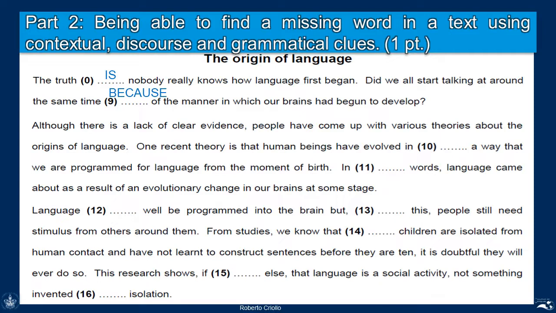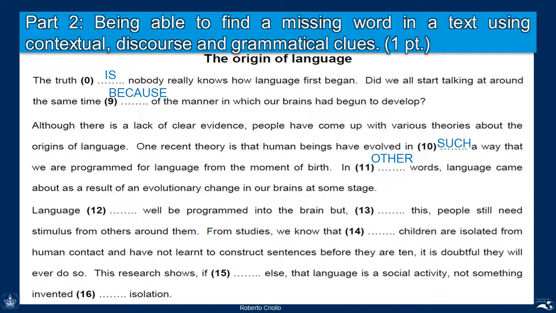Although there is a lack of clear evidence, people have come up with various theories about the origins of language. One recent theory is that human beings have evolved in a way that we are programmed for language from the moment of birth. So we see have evolved in, and then we have a way. The word that we're looking for is such, right? Human beings have evolved in such a way that we're programmed for language from the moment of birth. In words, obviously here it's in other words. There's an explanation. Language came as a result of an evolutionary change in our brains at some stage.